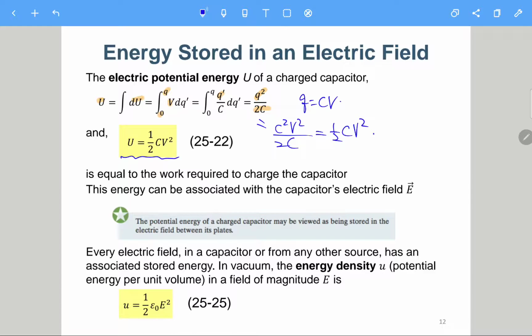Of course, in the physics textbook, it usually uses the Q, so it has an expression like Q squared over 2C, but usually from a circuit point of view, we only consider R, L, C, I, V, something like that. So we generally use 1/2 CV squared for the expression of the energy stored in a capacitor.